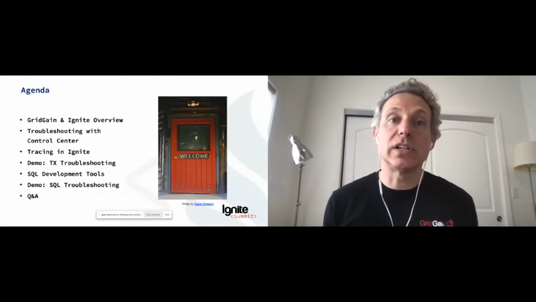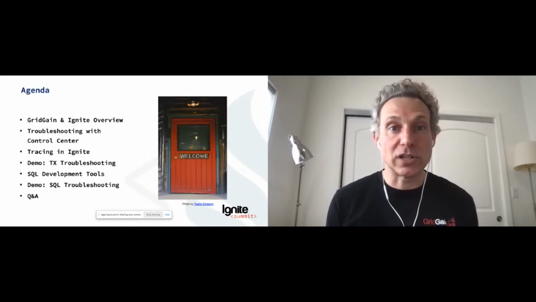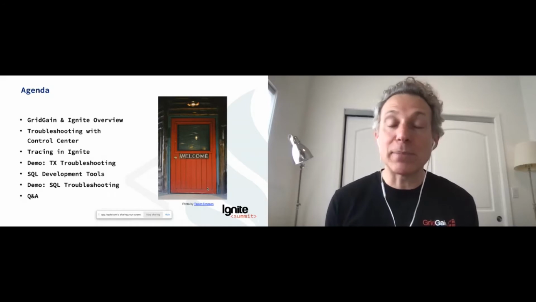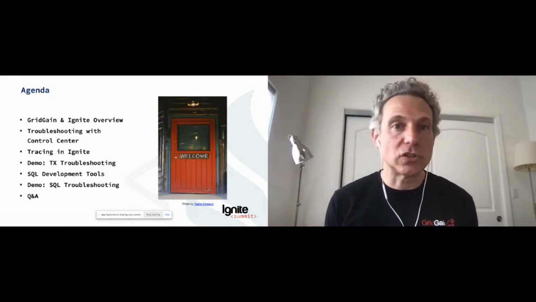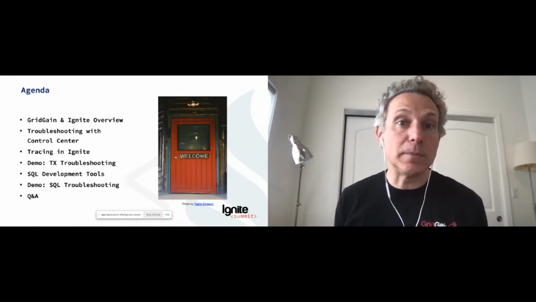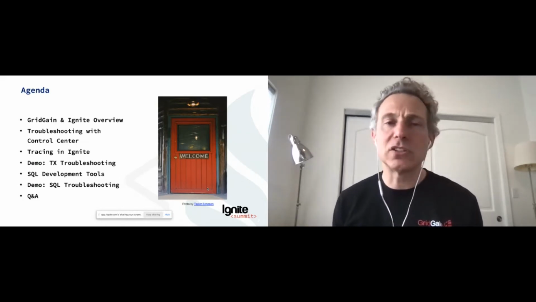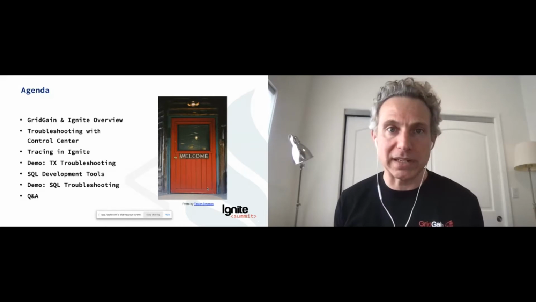Then we'll go into a couple of demos of two troubleshooting scenarios. One is that we're going to troubleshoot a slow running transaction. We'll look at how we can take advantage of application tracing that was first introduced in Ignite 2.9. We'll go into the details about how that transaction is executing and then look at ways that we can fine tune it so that it performs better.